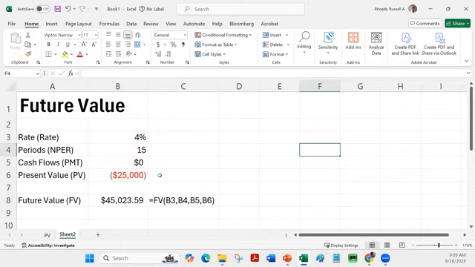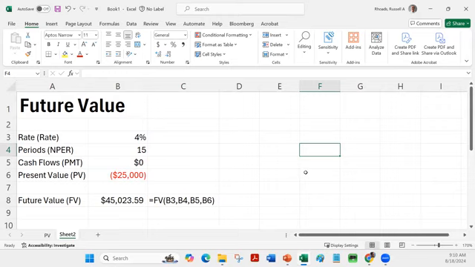So what we now know is if we deposit $25,000 today and we leave it alone for 15 years and we make 4% a year off of that $25,000, at the end of 15 years, we will have $45,023.59. Now, we're opening this account and it's just a plain old savings account paying 4%.